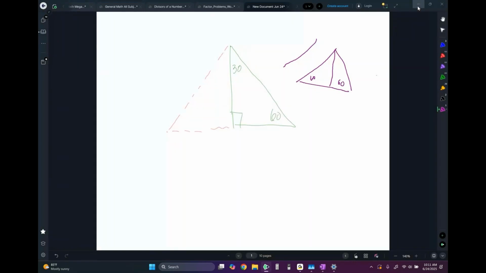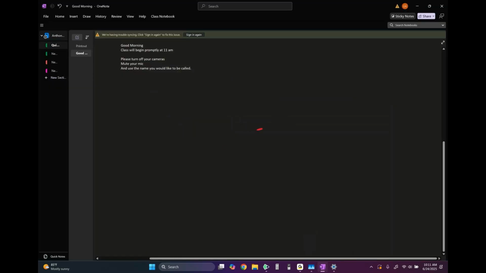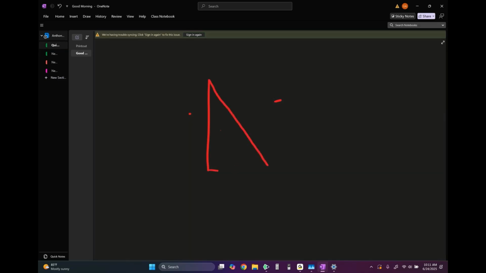All right, I'm going to draw. I'm going to do it here because I think I can write on this one. Okay, so if I have a 30, 60, 90, the way I want to think of it is it's half of an equilateral triangle. Yes, sir. Okay, so what's the relationship between this one and this one?